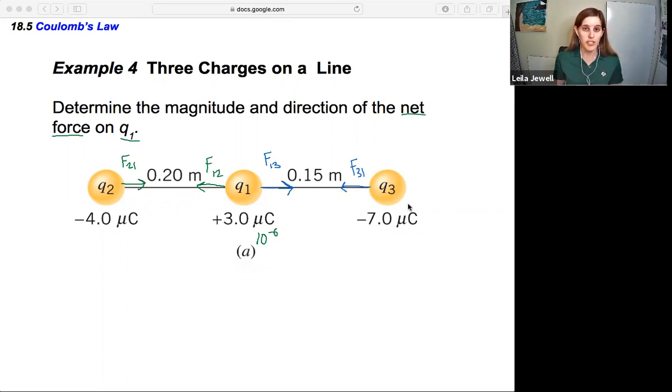Now, just to take this one step further, we could even look at Q2 and Q3. And these are going to exert a force on each other, right? We note that both of these are negative, so they're going to experience a repulsive force, right? Q2 is going to feel a force away, not necessarily move, F2 due to charge 3, and charge 3 is also going to feel a force pushing away from charge 2.